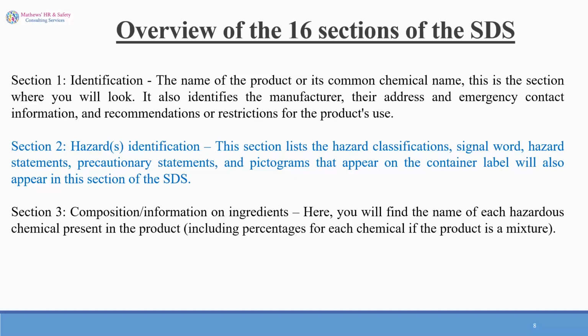And section 3 is going to be the composition or information on the ingredients. Here you're going to find the name of each hazardous chemical present in the product, including the percentages for each chemical if the product is a mixture.